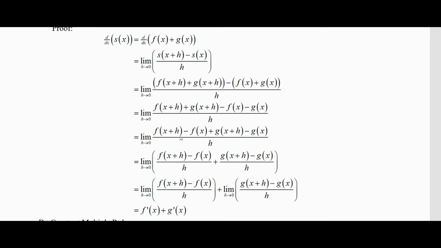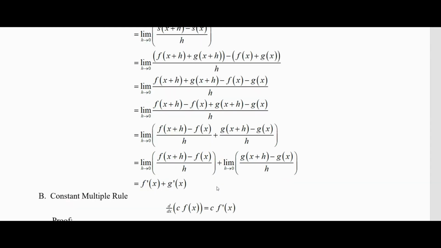So that was some algebra. Now we're going to have a couple of calculus steps. We're going to take the limit of the sum as the sum of the limits, breaking it into two limits. And then the limit of each piece turns out to be a derivative. The first one is f prime and the second one is g prime.